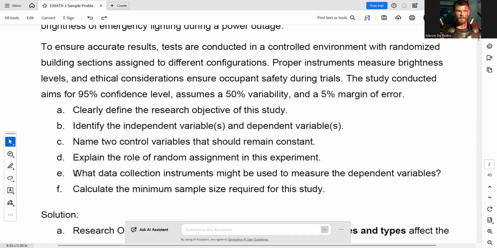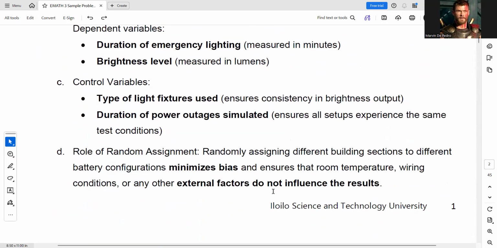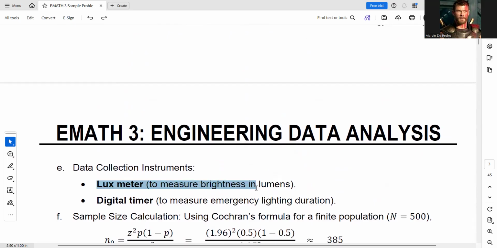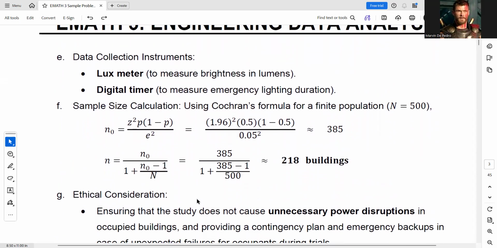So now we are also asked what data instruments. So data instruments could involve a lux meter because we want to measure the brightness in lumens. So any measurement device that we use in our data gathering are actually data collection instruments, right? A timer for the duration. Okay. Now, lastly, we are asked for the sample size.